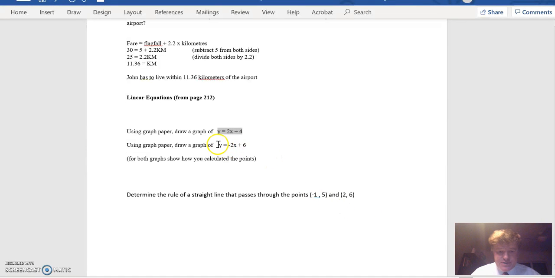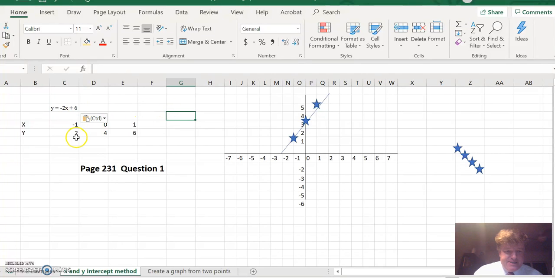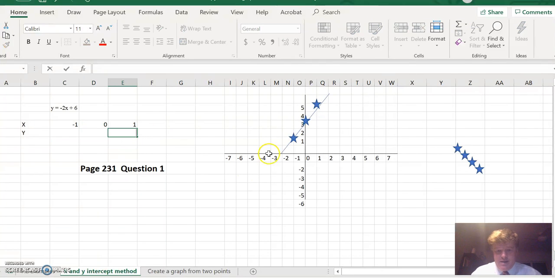We've got y equals -2x plus 6. So let's pop that in here. y equals -2x plus 6. And we'll get rid of these ones that we calculated, and we will move these points and line back off our graph over here.